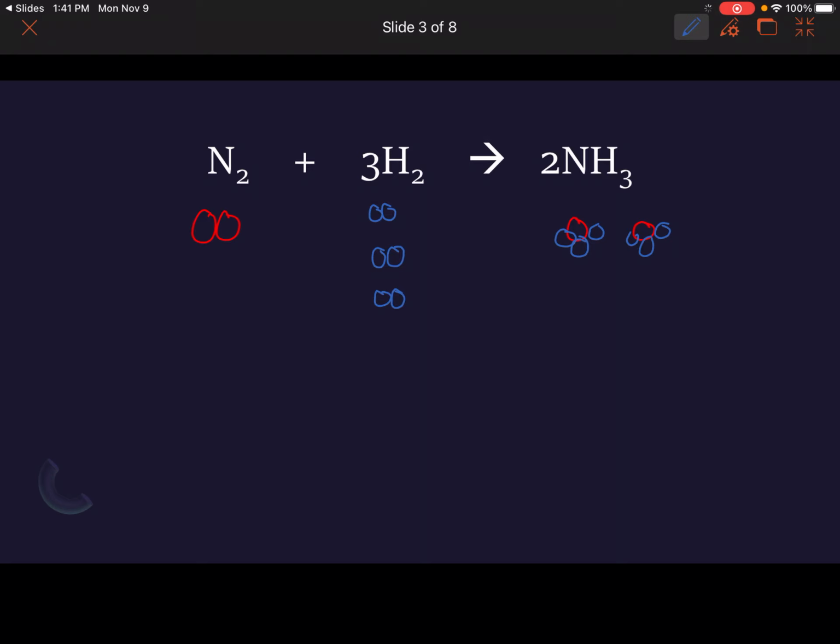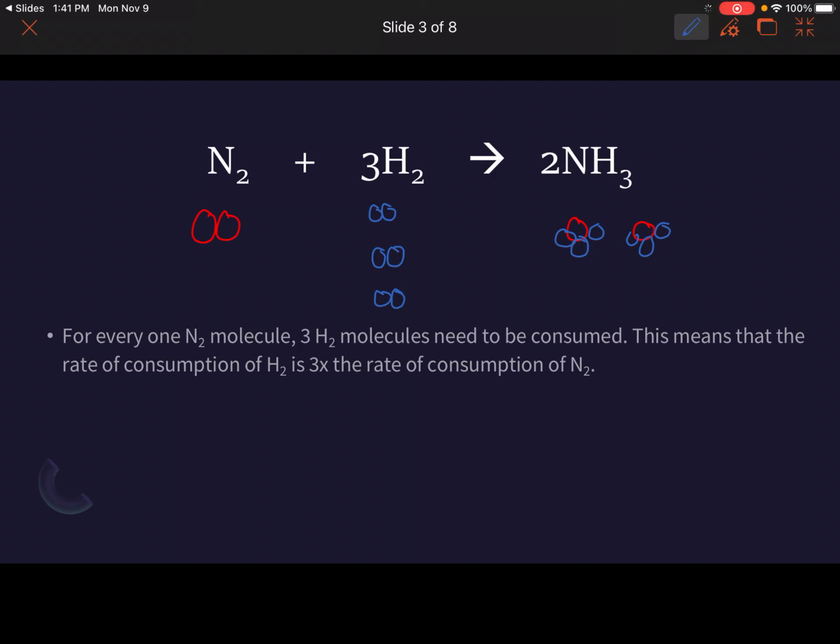Okay, so what we can say then is that for every nitrogen gas molecule, so for every 1 here, there's a 1 there, remember, 3 H2 molecules need to be consumed. So the ratio there is 1 to 3. This means that the rate of consumption of H2 has to be 3 times the rate of consumption of N2. Because remember, the rate that N2 is being consumed and H2 is being consumed is the same, but I've got 3 times as many hydrogen molecules there. So the rate has to be 3 times faster.